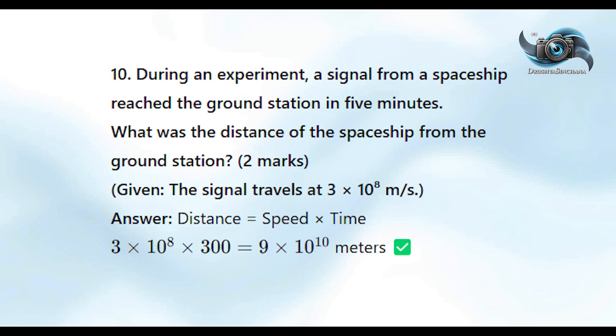Question number 10. During an experiment, a signal from a spaceship reached the ground station in 5 minutes. What was the distance of the spaceship from the ground station? Given, the signal travels at 3 times 10 raised to the power of 8 meters per second. Answer. Distance equals speed multiplied by time. Distance equals 3 times 10 raised to the power of 8 multiplied by 300, which equals 9 times 10 raised to the power of 10 meters.